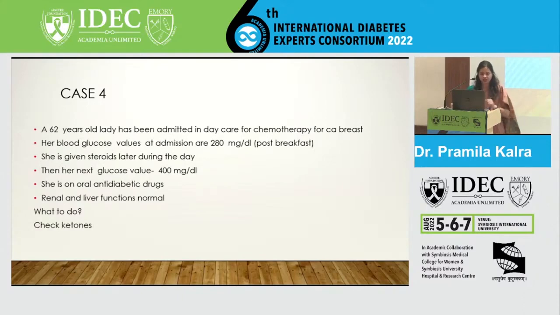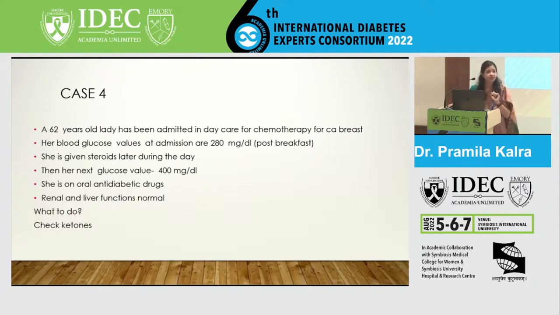This is the fourth case. She is a 62 years old lady who has been admitted for breast CA. She is undergoing chemo. Now, it's a common protocol. They'll come one day, take the chemotherapy, go home. That's a daycare. And she is given steroids on the day of the chemotherapy as a protocol. Before that, when she came to the hospital, her morning glucose value was 280. At that time, she had not received steroids. She is given steroids later during the day, and the next glucose value is 400 now.